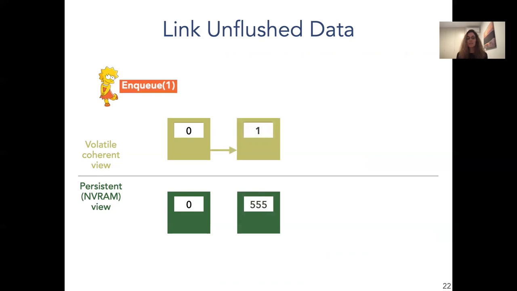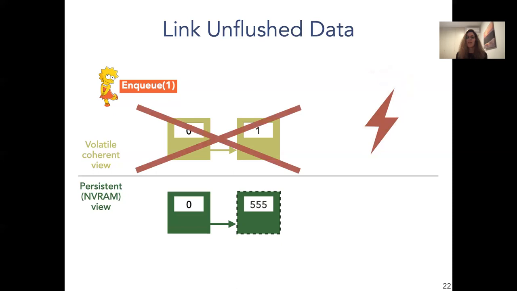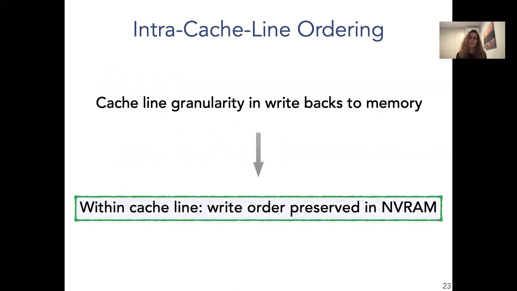Due to write reordering in NVRAM, the node's data may not yet reach the memory while the link might be already flushed to the memory. If a crash occurs at this point, then after the crash, we might reconstruct a queue containing garbage. To solve this, we rely on the property that flushes of content from the cache to the memory occur at cache line granularity. Therefore, each writeback of a cache line to the memory reflects a prefix of the writes to that cache line. So within a cache line, the memory preserves the order of writes.